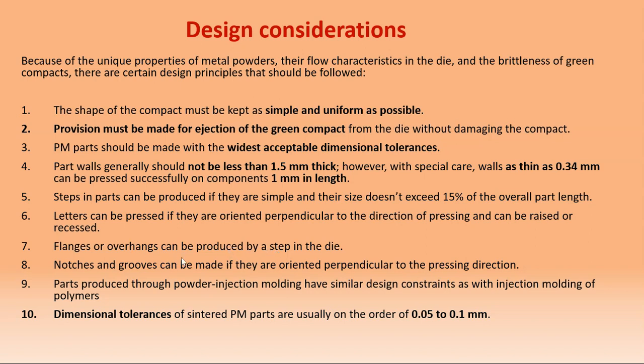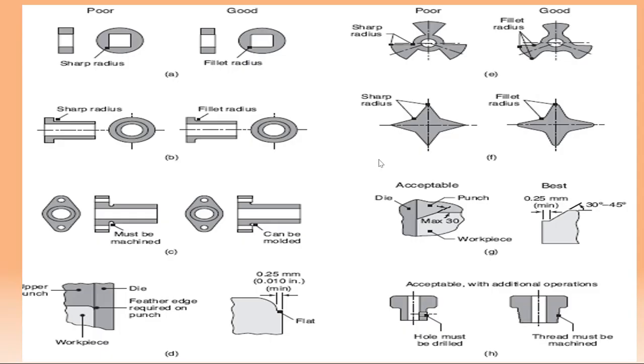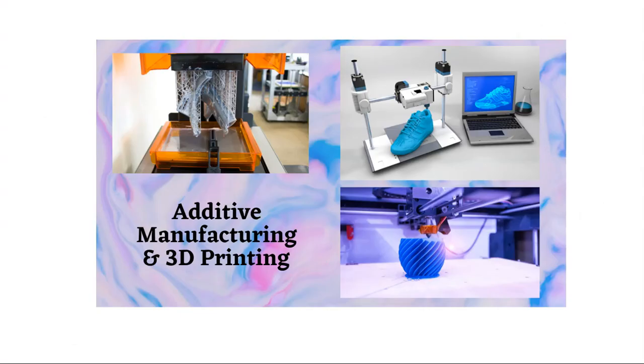Flanges or overhangs can be produced by a step in the die. So notches and grooves also can be done. And the dimensional tolerance of sintered parts is usually on the order of 0.05 to 0.1 after sintering. Okay. So you should not have sharp radii. Avoid all sharp radii and also all sharp corners. Also, they have an angle for the punch allowance, and the wall should not be too thin. So next we're going to look at additive manufacturing and also 3D printing.